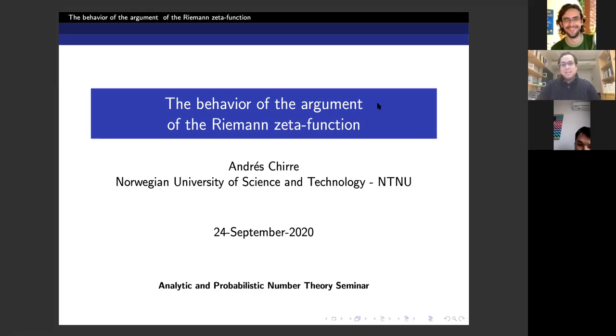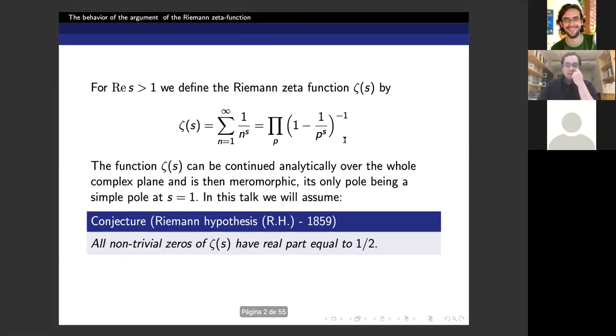So today I would like to talk about the behavior of the argument of the Riemann zeta function. And the idea is to see some results related with the argument of zeta. Let me start talking something about the Riemann zeta function.